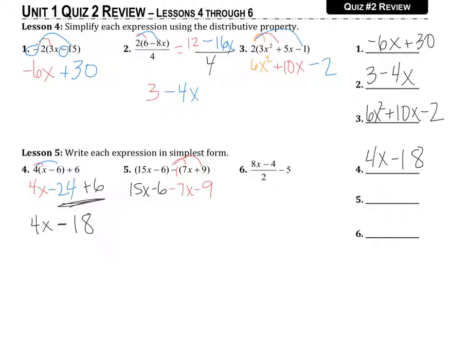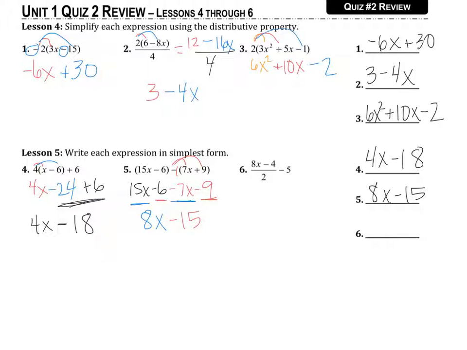Now we combine like terms. So 15x minus 7x is 8x. And negative 6 and negative 9 is negative 15. So 8x minus 15.